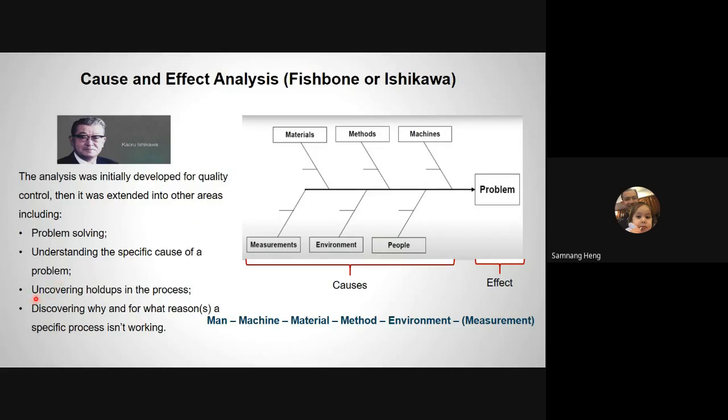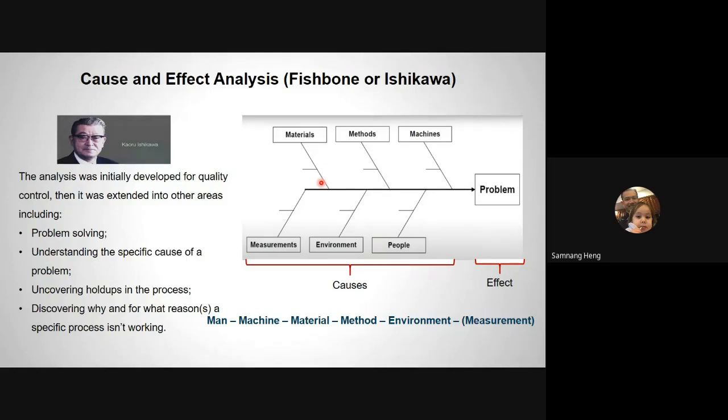This analysis also helps to uncover the hold-ups in the process, the delays in the process, and why the process is not running efficiently, effectively, cost-effectively, or in a timely manner. It also helps to discover for what reason a specific process isn't working. So when we do the analysis, we will find out why it's not working.